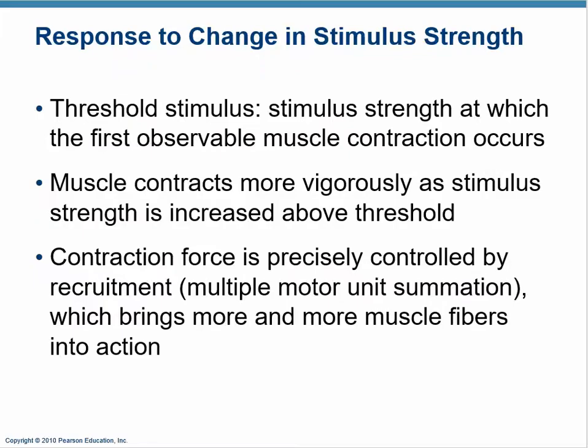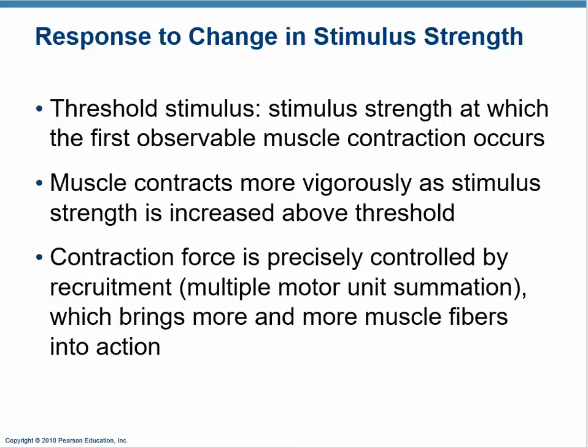Now, there are stimuli that are going to be too small to actually make the muscle contract, right? And we call the stimulus where there's finally enough acetylcholine to open the sodium channels and cause a muscle contraction, we call that strength of stimulus the threshold stimulus. Anything below that threshold will not cause a contraction. And then the muscle contracts more vigorously as there is more strength.